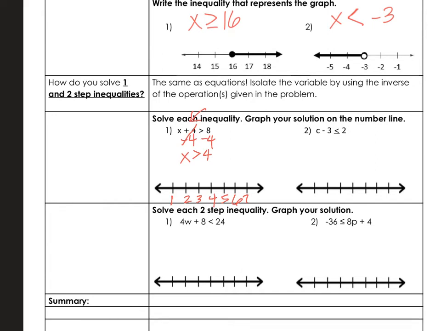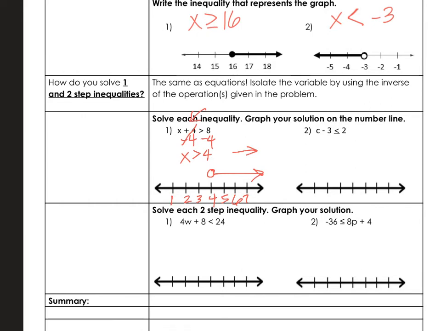Okay, I'm going to have an open circle at 4 because this doesn't have a line underneath. And then my x is in the front, so I'm going to follow that direction, and I'm going to go to the right.